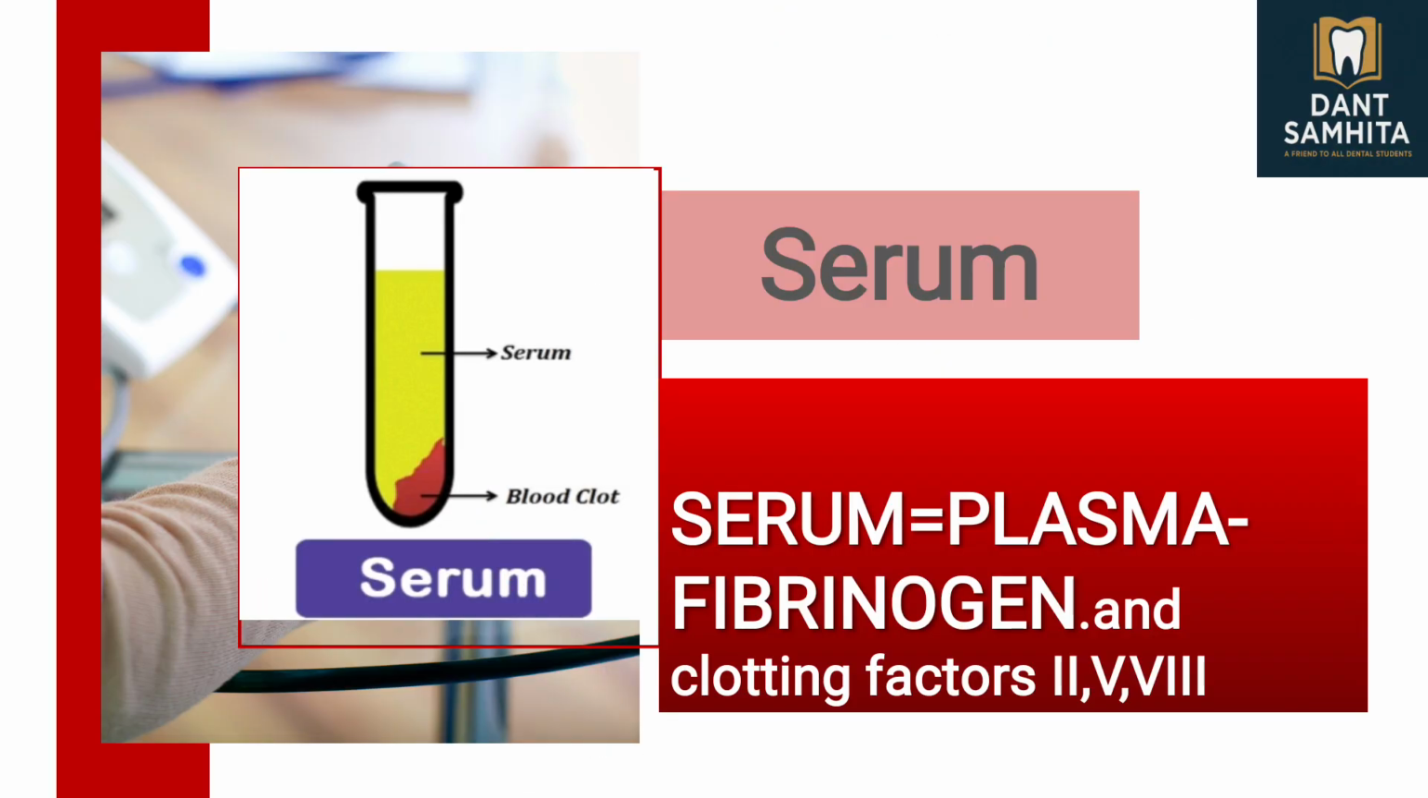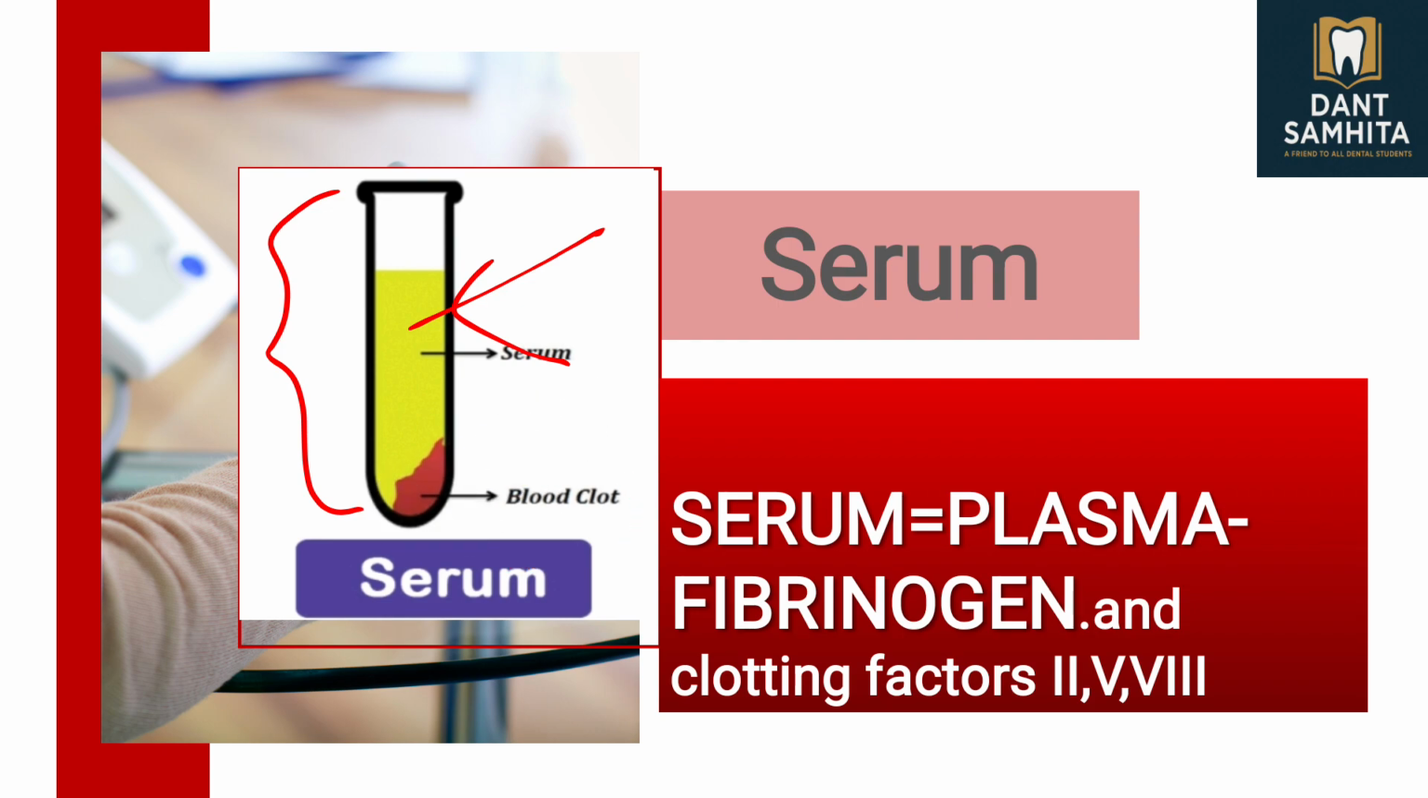Now, many of us have a confusion. What is serum and what is plasma? Now see, in the plasma, we have the fibrinogen and the clotting factors. If we remove the fibrinogen and the clotting factors, what is left behind is the serum. If you see in this picture in the center of your screen, the yellow substance is the serum, and this blood clot, which you see red in color, is the blood clot. That is, from the total plasma, if you remove the blood clot, you get serum.